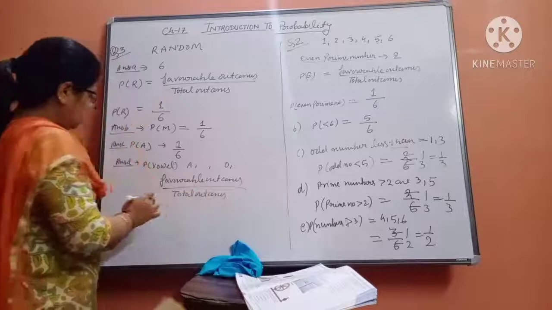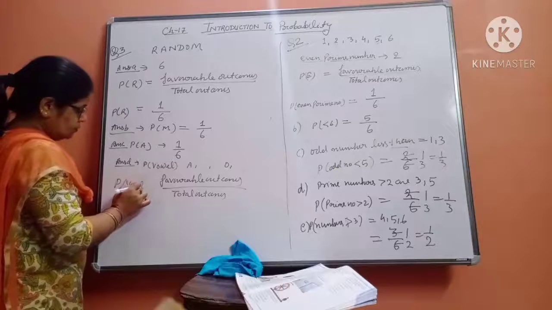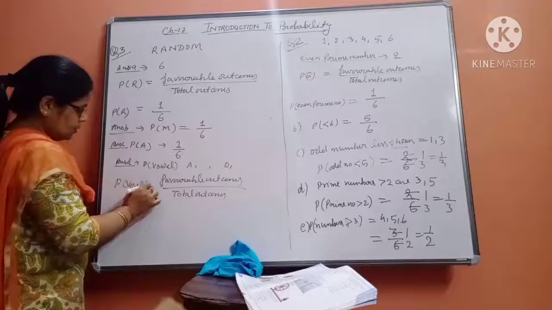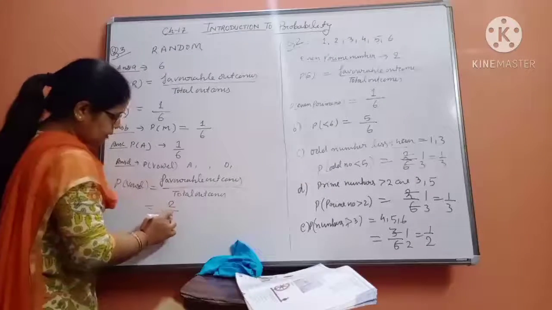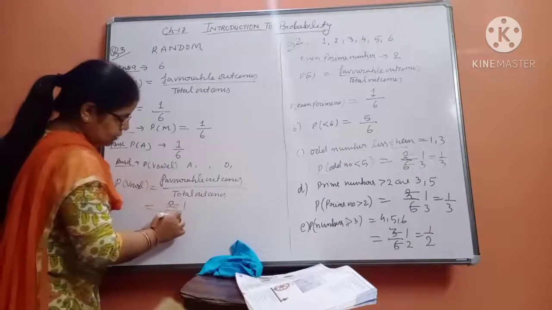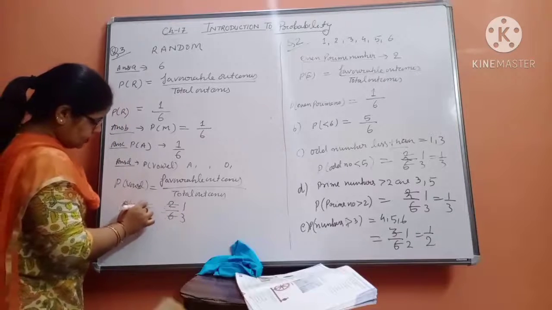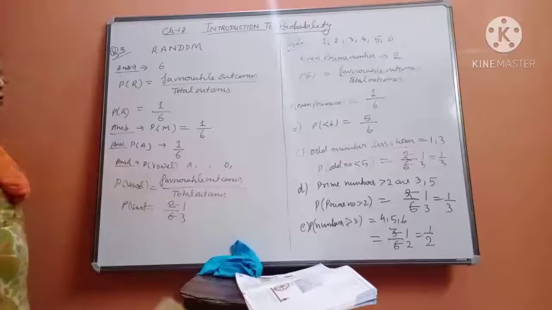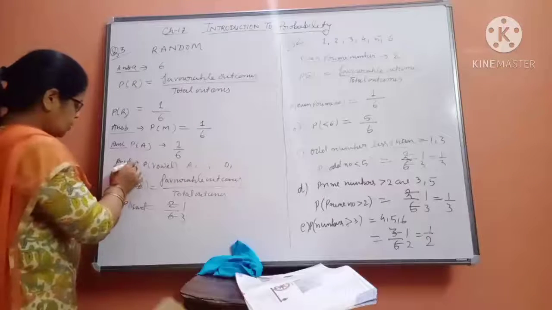So probability of vowel, P of vowel is equal to favorable. How many chances are there? 2. 2 upon 6. So make it cancel. 2 1s are 2, 2 3s are 6. So probability of vowel is equal to 1 upon 3. Okay. Now see, it is your D part.